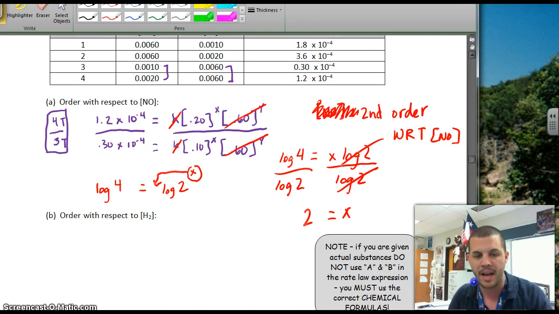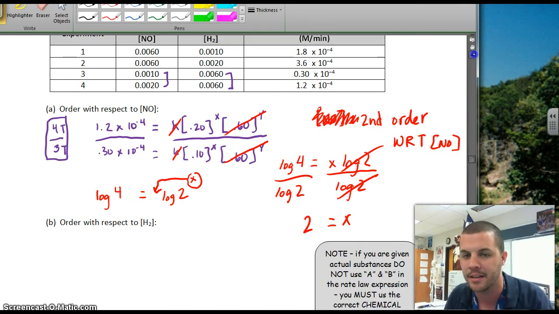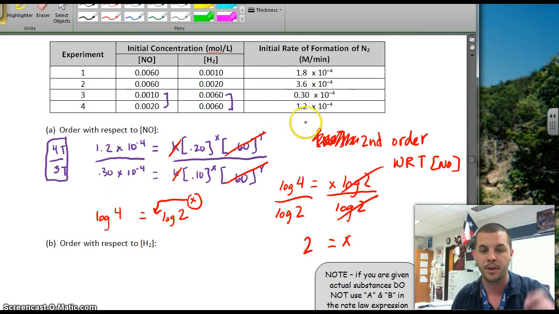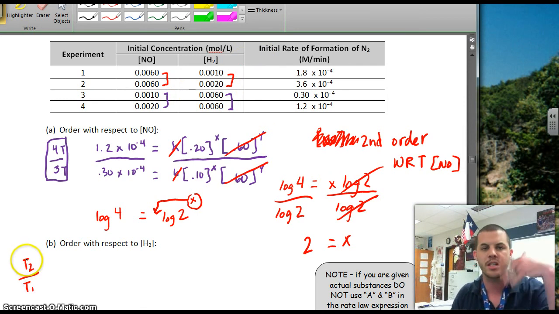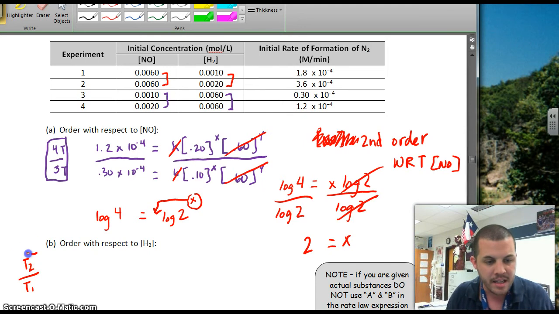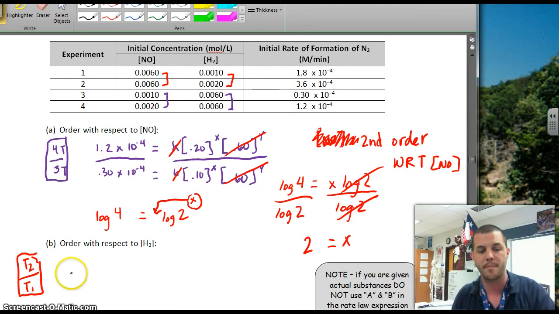Well, you're probably now asking, what do we do for H2? Guess what? We're going to do the exact same thing. We find two trials where nitrogen monoxide stays the same, and H2 changes. How about right here? So now I'm doing trial 2 over trial 1. Does T2 and T1 mean anything? Absolutely not. We're just going to circle these as a reminder for what we're doing. I know that trial 2's rate is 3.6 times 10 to the negative 4.